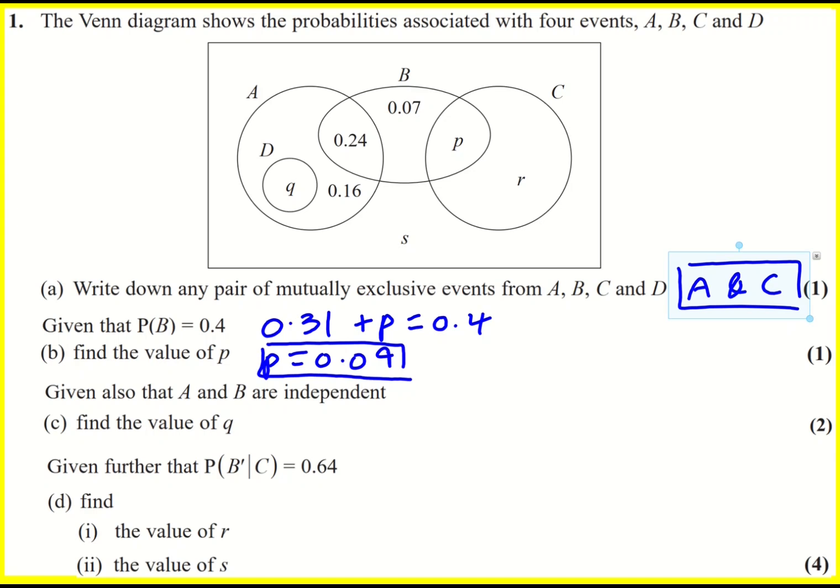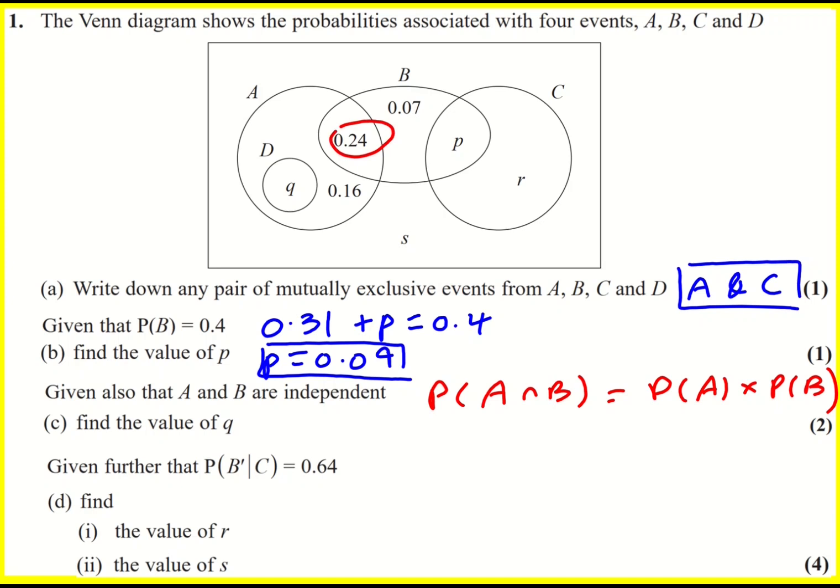Given also that A and B are independent, find the value of Q. So because they're independent, that must mean that the probability of the intersection of A and B is equal to the probability of A times the probability of B. This is a result that follows on from conditional probability, in fact, but we can use it here. So the probability of the intersection is actually that 0.24.